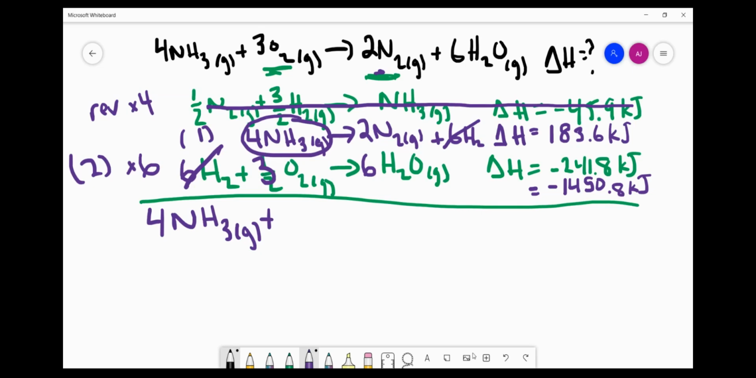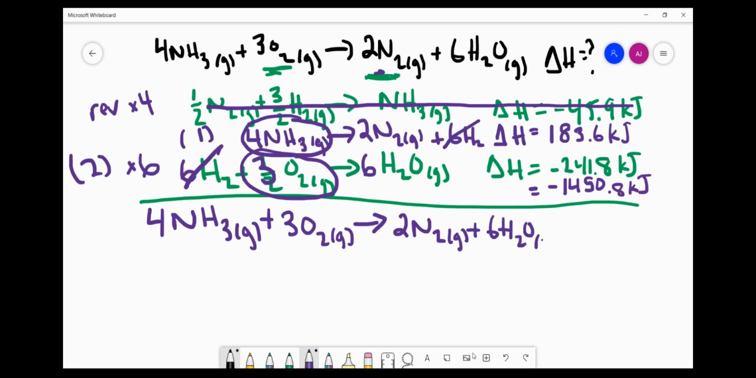Next up, 3 oxygens. And I don't see 3 oxygens anywhere else. So there's my 3 oxygens. Next, 2 nitrogens. They only appear as a product. Then 6 water molecules in the gas state. So look, when I sum the reactions, it is the same reaction as the target reaction.